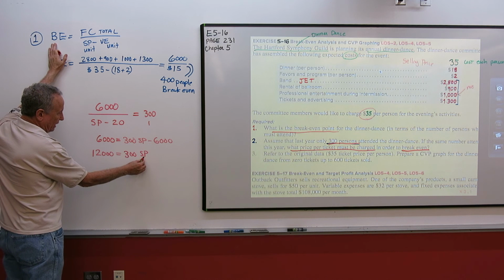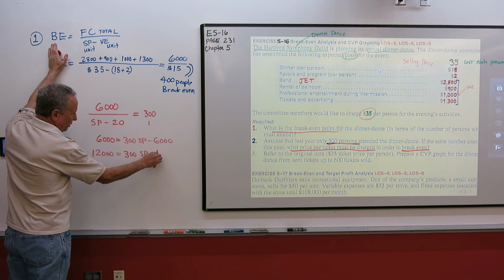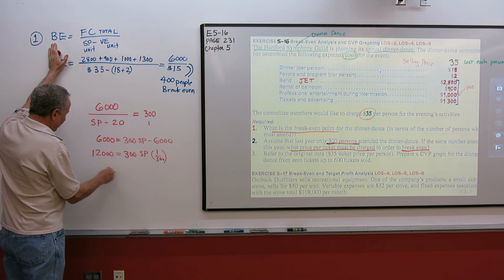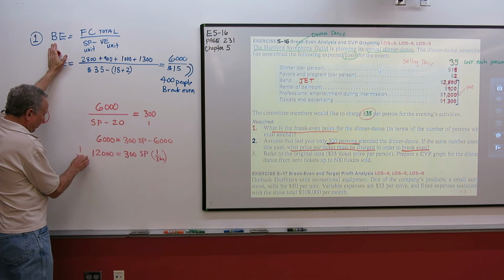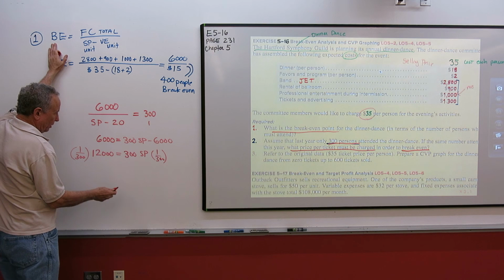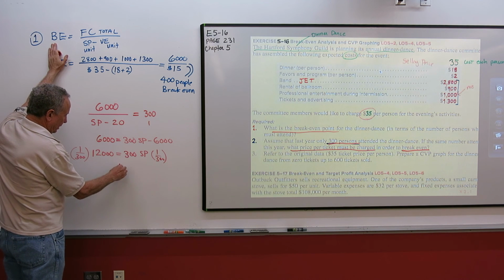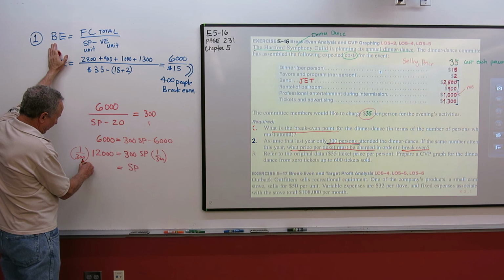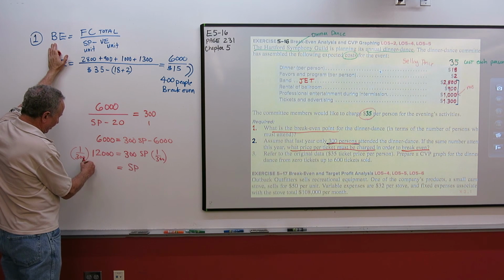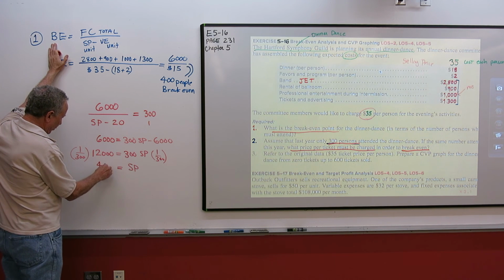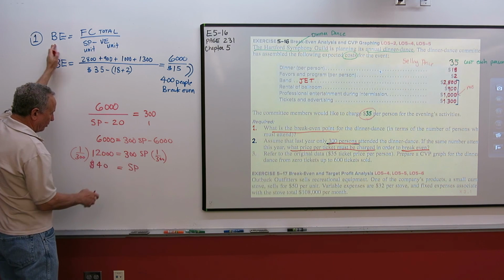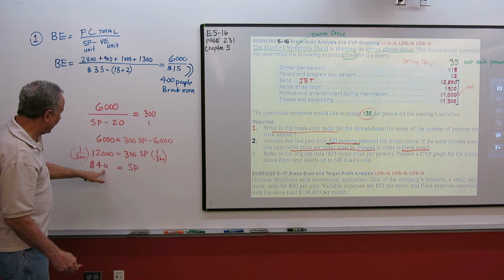Now let's isolate the SP by doing what? We can multiply by the reciprocal, or just divide the whole thing by 300, whatever. In this case, SP is equal to 12,000 divided by 300, or 1,200 divided by 30, which comes out to be $40. 12,000 divided by 300 is $40. The selling price has to be $40.